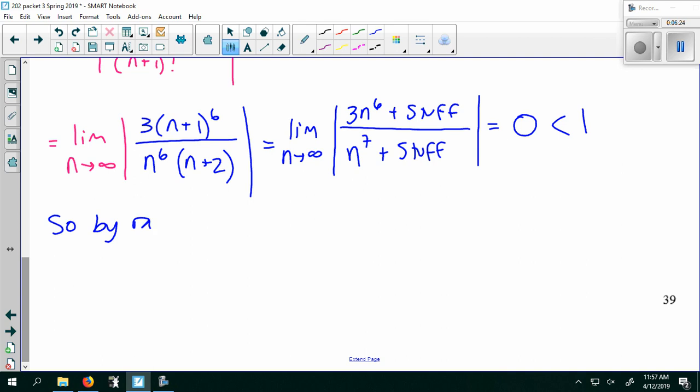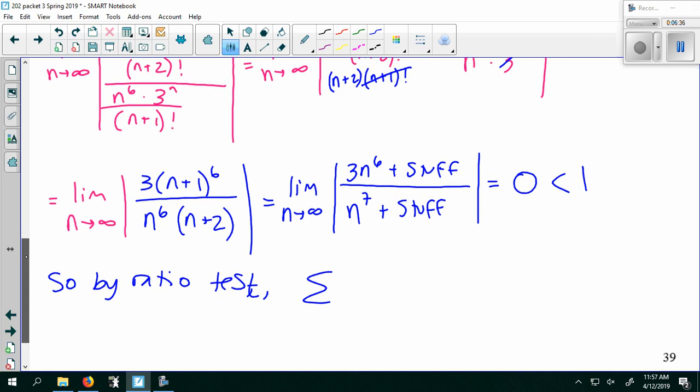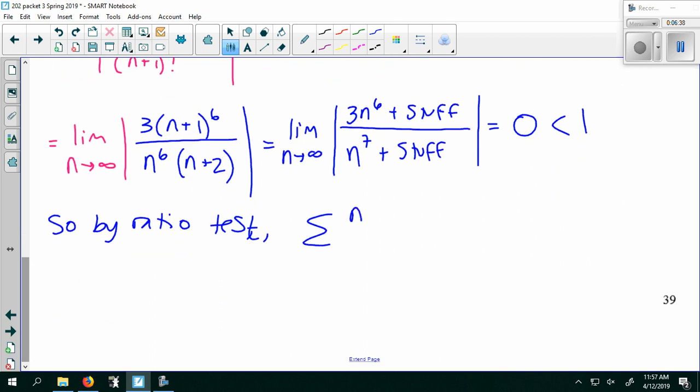So by the ratio test, my sum, which was n to the 6 times 3 to the n over n plus 1 factorial, converges.